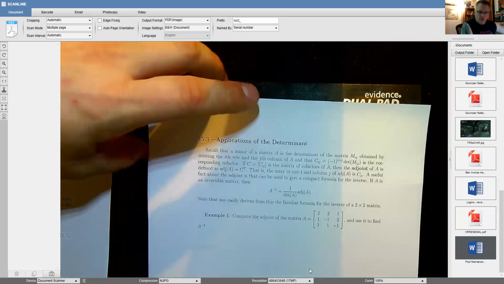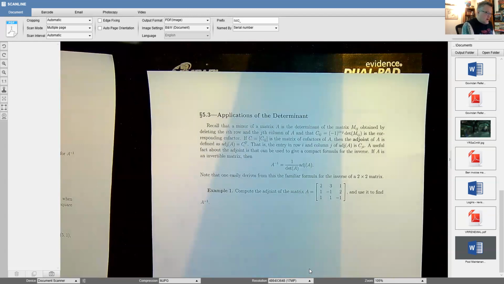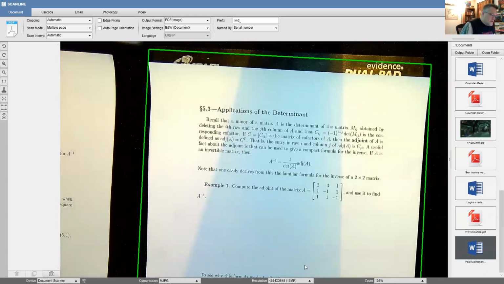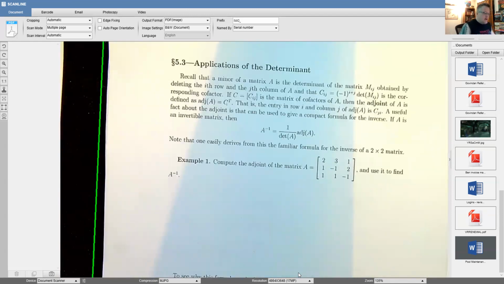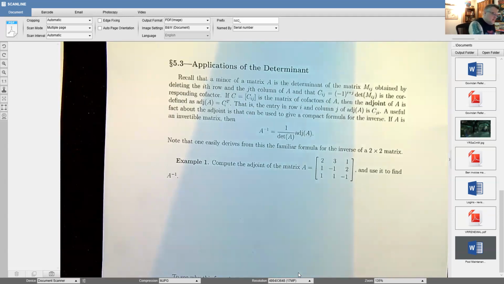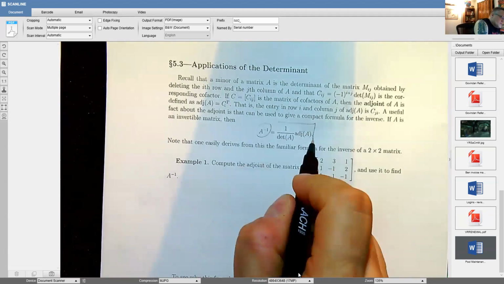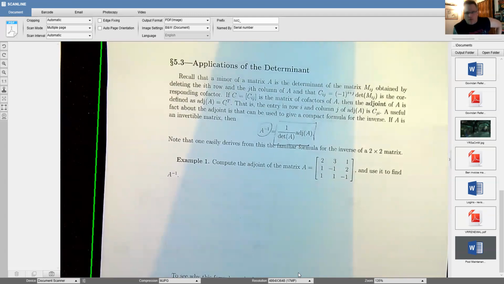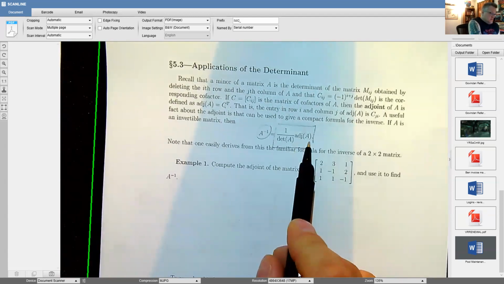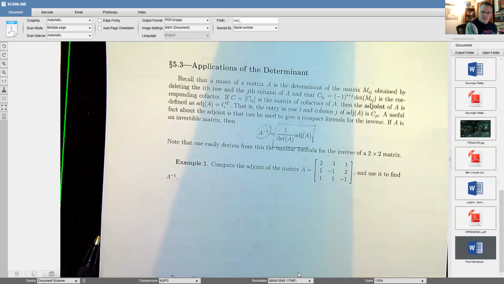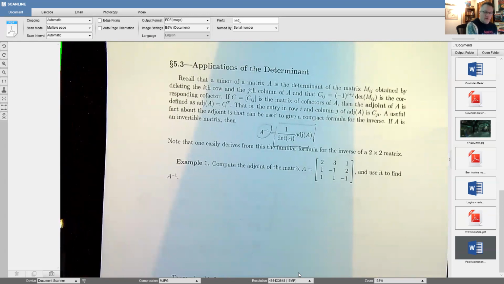All right, so let's go through, right? And note that if I define the adjoint in this way, then the inverse of A is equal to that nice compact formula, right? So it's 1 over the determinant times simply the adjoint of A, right? And so if we have the adjoint, then the inverse is very easy to compute. Of course, that begs the question: how do you get the adjoint easily? And we're not going to talk about that, right?